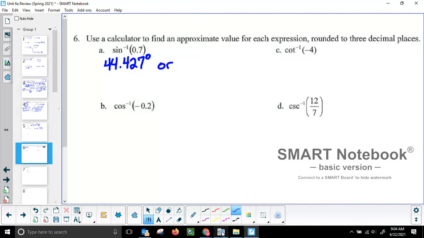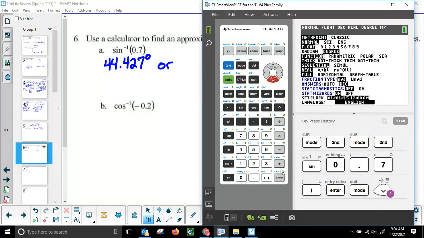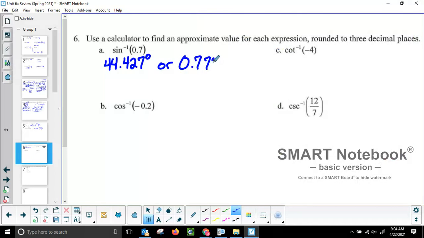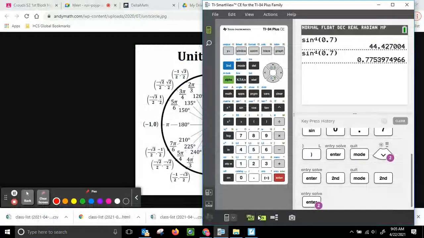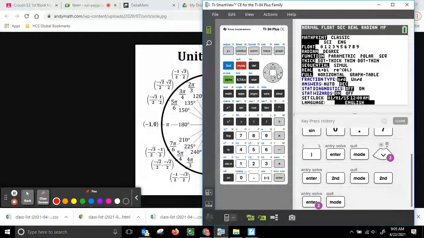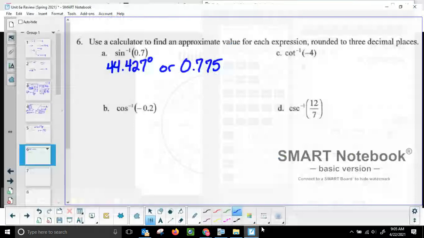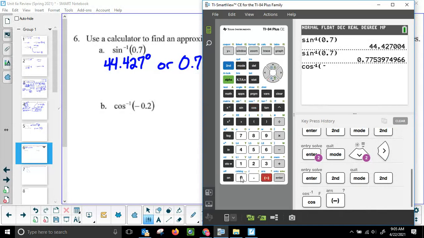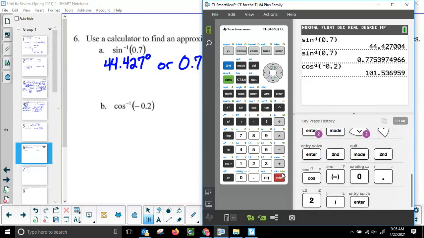Or I would also accept 0.775 radians. Now you don't need to put both of those, but either one of them would be accepted. So that being said, I'll just only do degrees for the rest of these, but it doesn't really matter. So we can say inverse cosine of negative 0.2. 101.537 degrees.